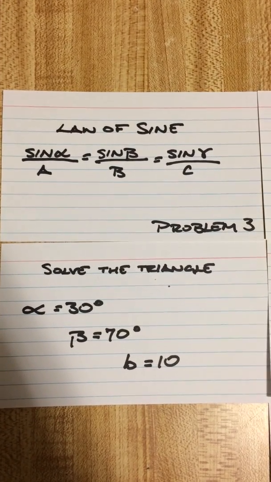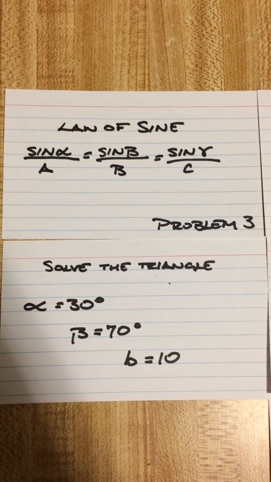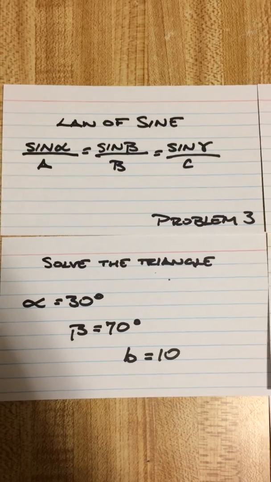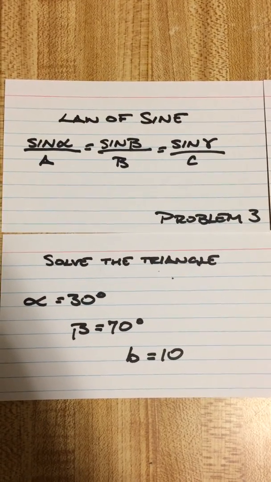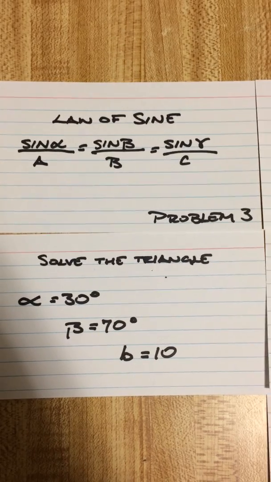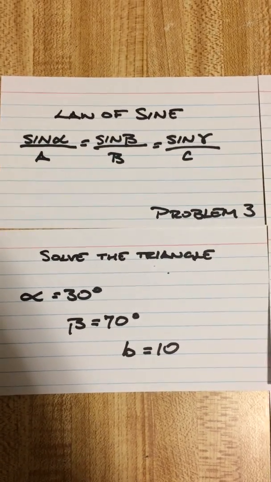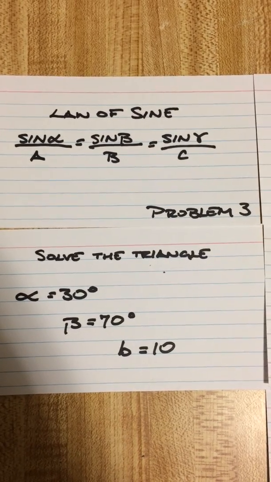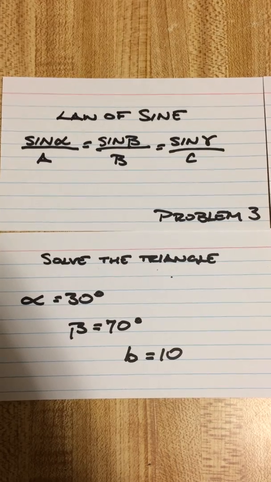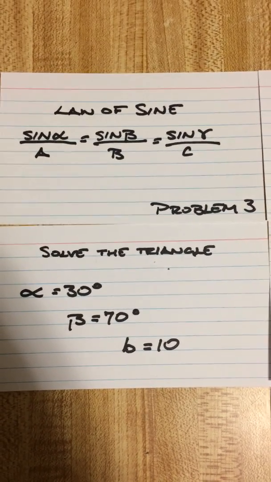The problem that I'm going to work for you now is problem 3A on the review, where we want to solve for the triangle given the conditions. The conditions are as follows: we have the angle alpha at 30 degrees, beta at 70 degrees, and side B equaling 10. Now, we have to figure out what the other angle gamma is, as well as sides A and C.